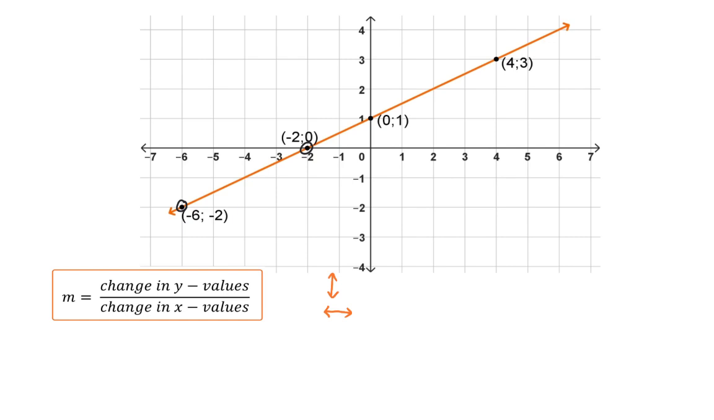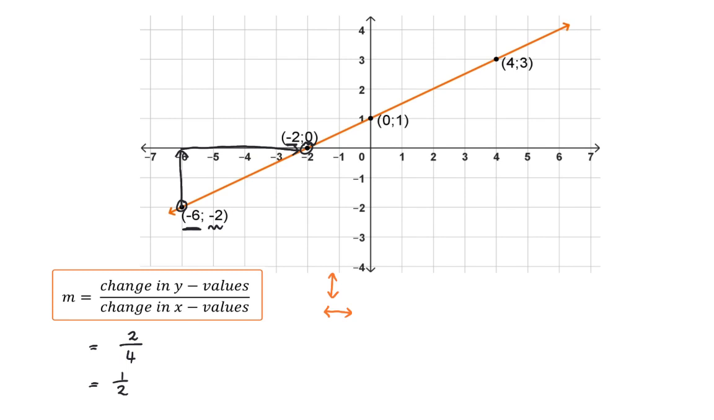So if we focus on those first 2 points on the line, we need to change the y value from -2 to 0, which means our vertical movement is 2 units upwards. The change in x value is from -6 to 2, so our horizontal movement will be 4 units. So the gradient of this line is a half.